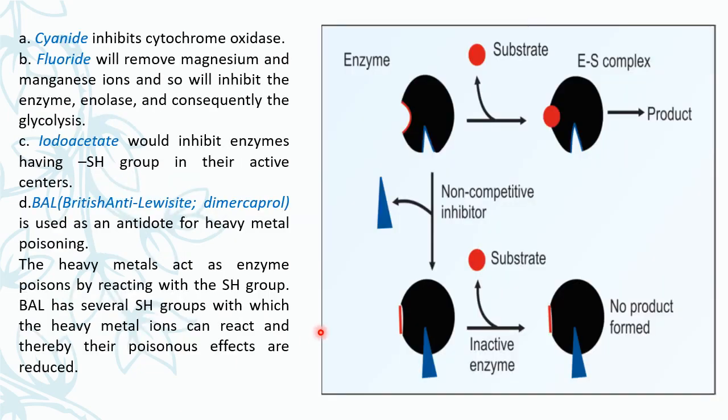So some examples: cyanide inhibits cytochrome oxidase, which is a very important enzyme, one of the complexes in the electron transport chain. Cyanide poisoning can be life threatening too. Now the second example is fluoride.